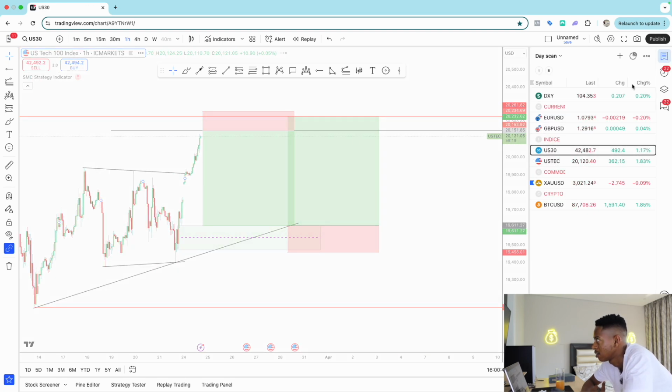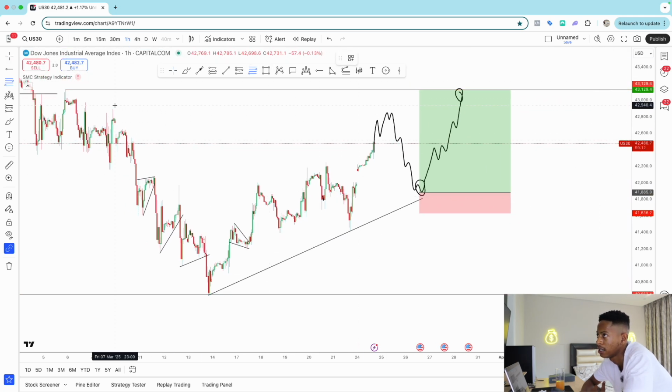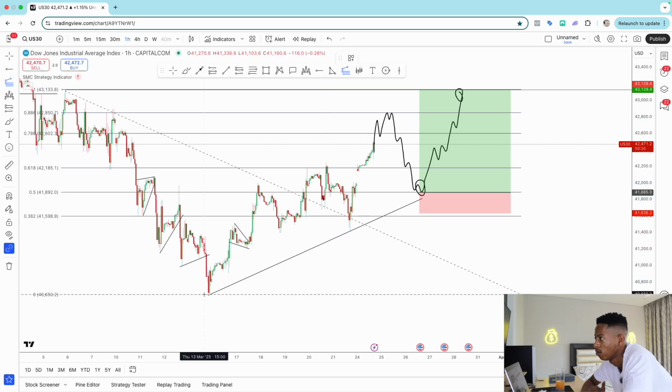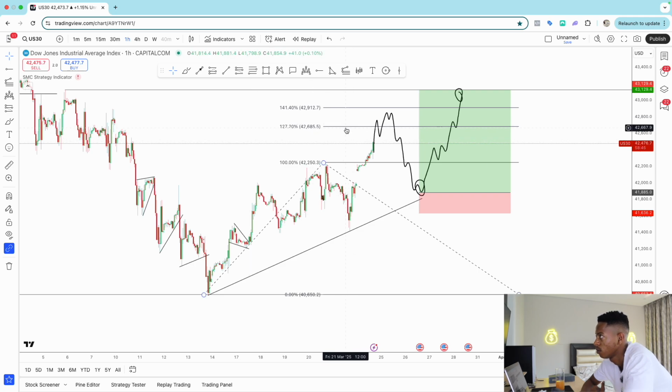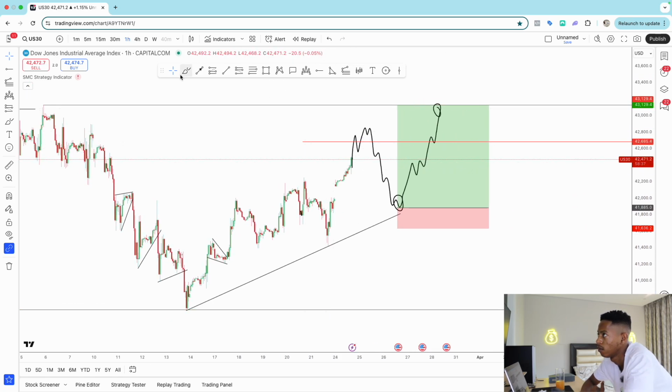Let me see if US30 also gives us a pattern like that, where it shows exactly where price can start retracing. Here I can see it retraced all the way to the 61.8 level, 61.8 right here, and back up. 127, which is here. So you see, maybe when price gets here, right here is where price can start that retracement, selling, and then once it gets here, buy.